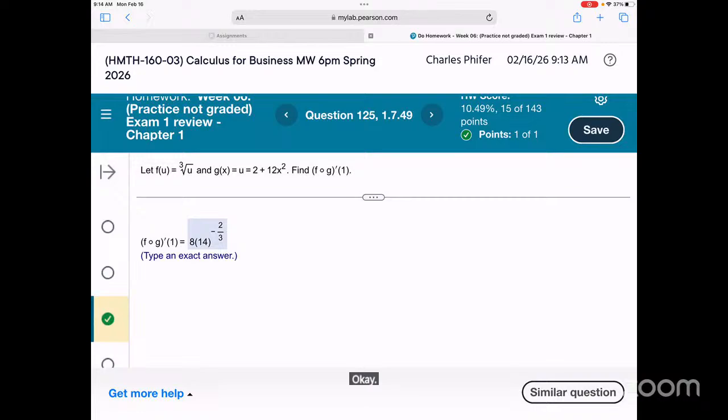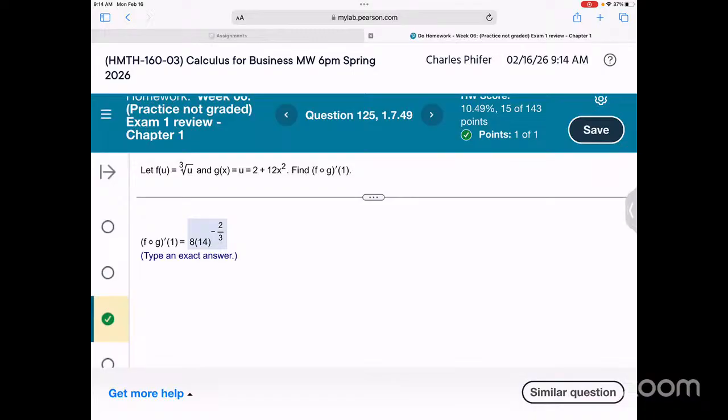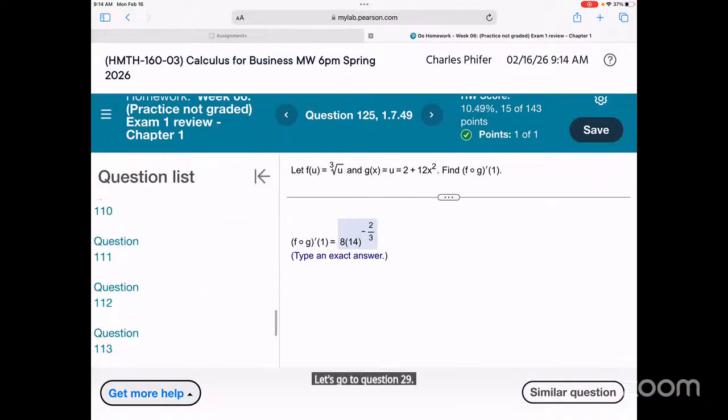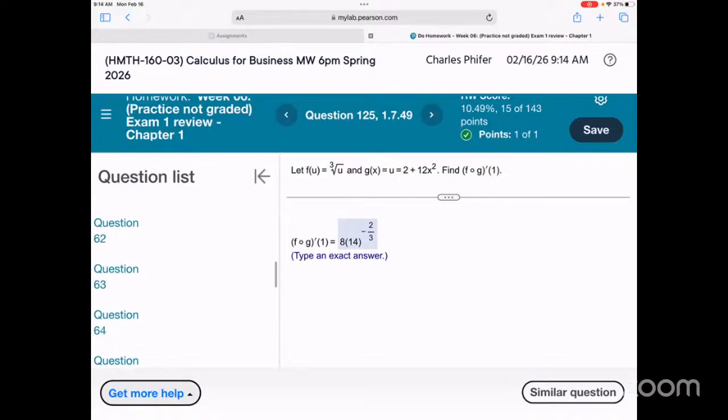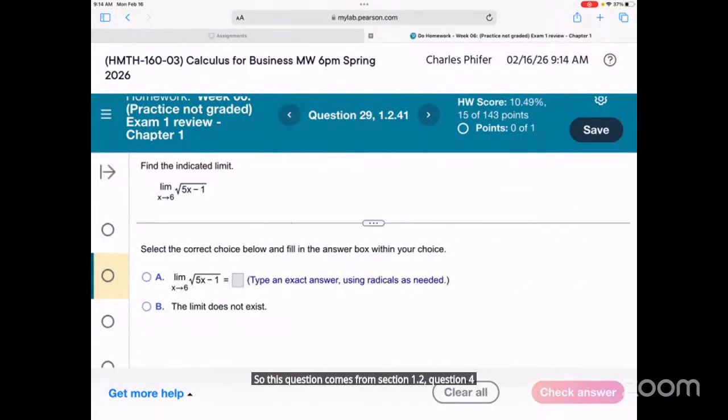Let's go to question 29. So this question comes from section 1.2, question 41. Find the indicated limit. Because 6 is in the domain of the function, we can just plug it in. So the square root of 29. It's just the square root of 29.